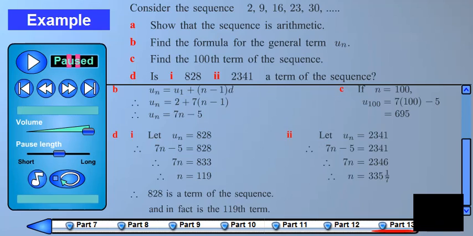Now, according to this number, we said before n must be a whole number. Then here it is a fraction. It cannot be the order of a term. Then this number 2341 is not a term of this sequence, since n is not a whole number. 2341 is not a term of the sequence.